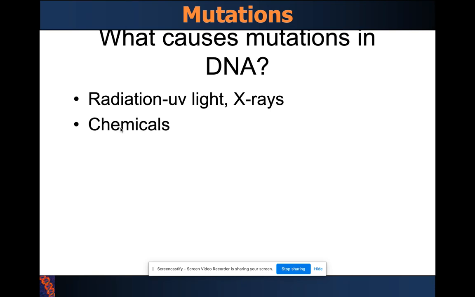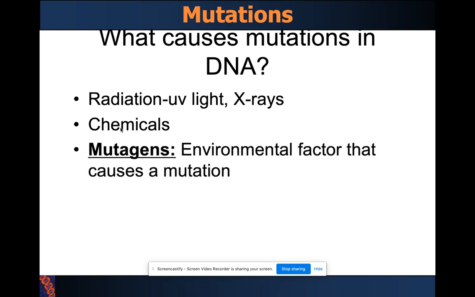Chemicals. Now, what are some chemicals? Cigarette smoke. Many of us know that cigarette smoke causes mutations that can cause cancer. Asbestos, that is another cancer causing material. Things like mercury and heavy metals, those things can cause mutations in your DNA. Now, these things are referred to as mutagens. They're environmental factors that cause a mutation. Radiation is a mutagen. Certain chemicals, like cigarette smoke, they're mutagens. They're able to cause mutations in DNA.